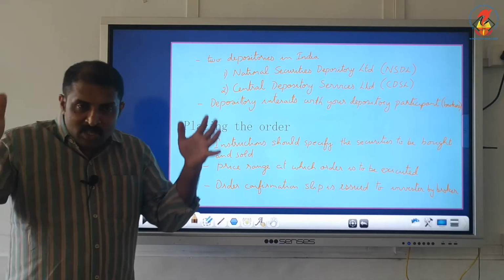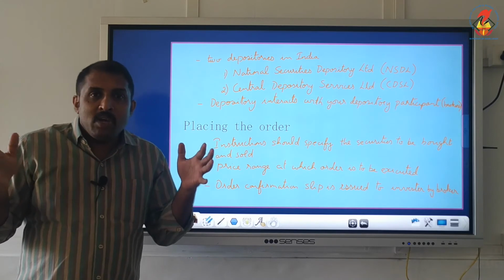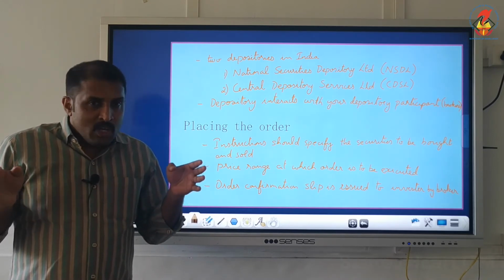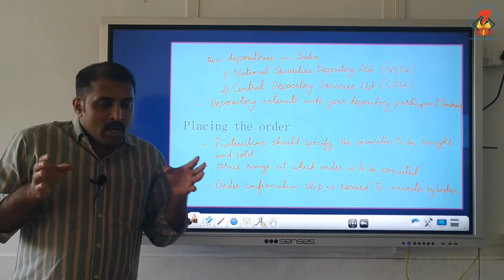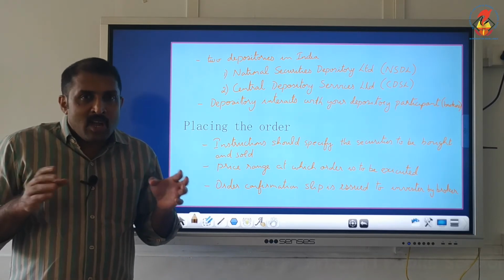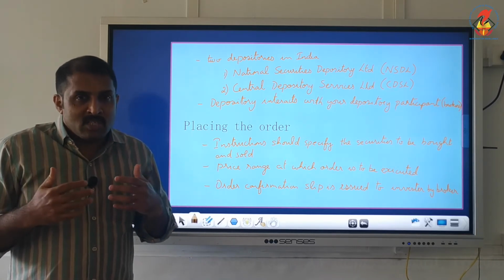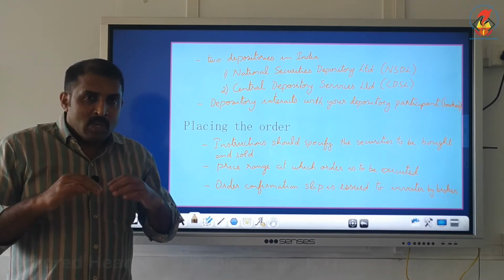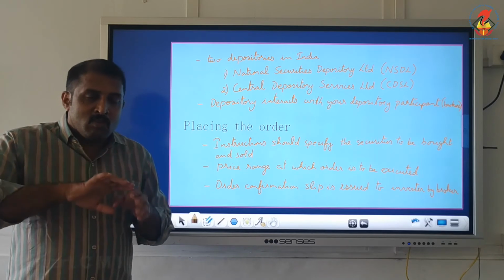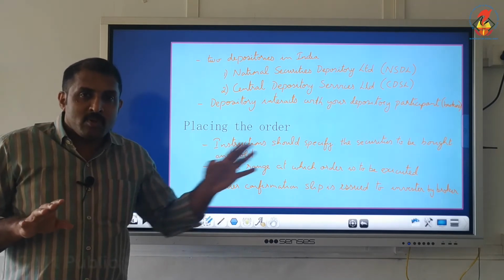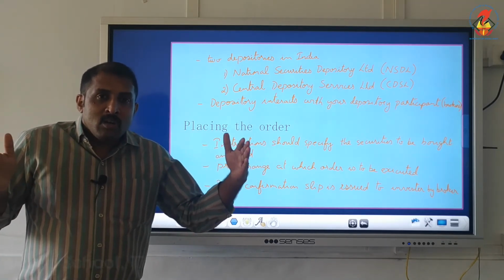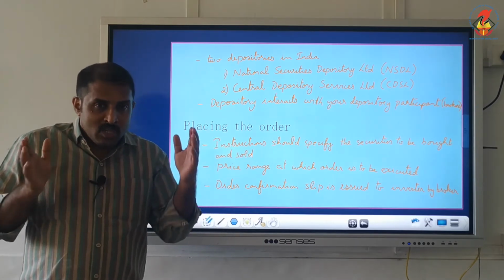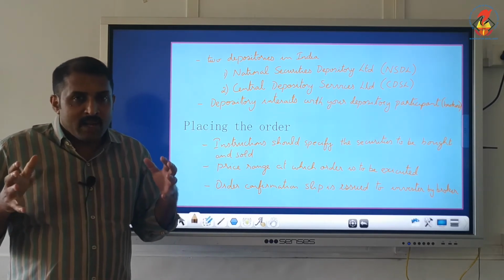So these depositories will be maintaining the Demat, dematerialized account, in which the investor can transact shares. When we are purchasing shares, they will come into the Demat account, and when we are selling shares, they will go from the Demat account. Depository firms are holding this in electronic form, just like a bank.